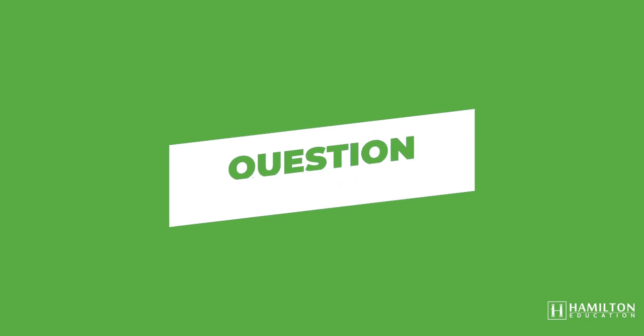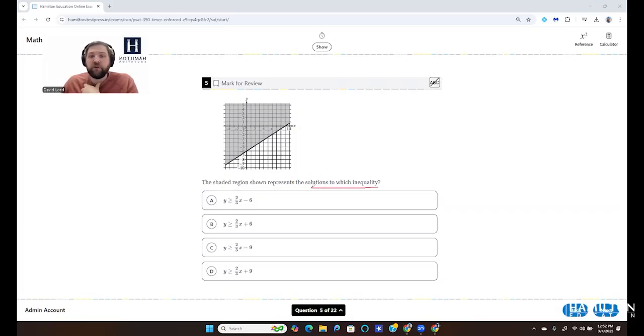Question number 5. The shaded region shown represents the solution to which inequality? This is a linear inequality, and we want to shade above it. I notice it has a y-intercept of (0, -6) and an x-intercept of (9, 0). Since it's in slope-intercept form, we want to focus on the ones that have a -6 at the end, and this is the only one that has it. We could also find the slope. Slope is the change in y over the change in x. So -6 minus 0 over 0 minus 9, which gives us positive 2/3. So A has both the right slope and the right y-intercept. It is the right answer.